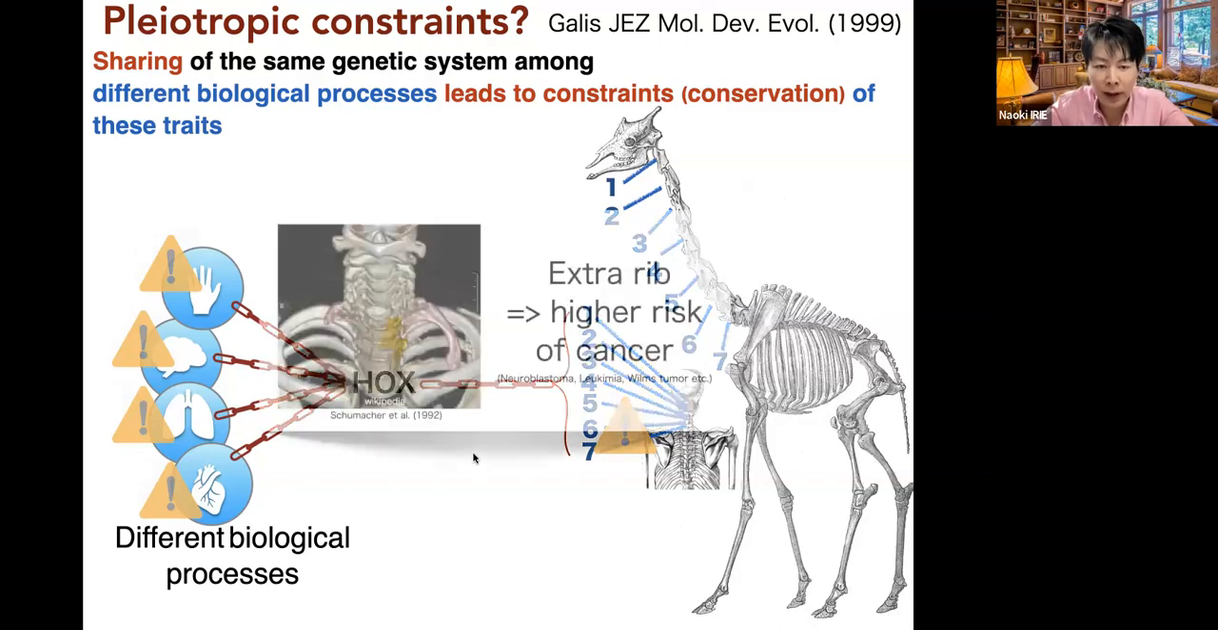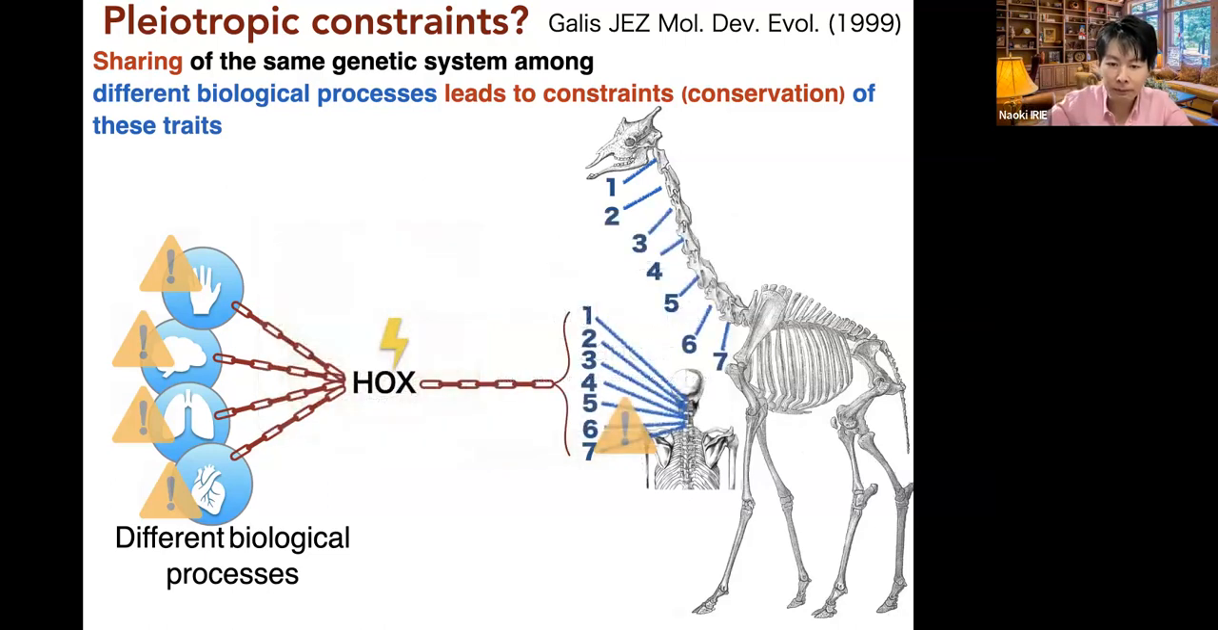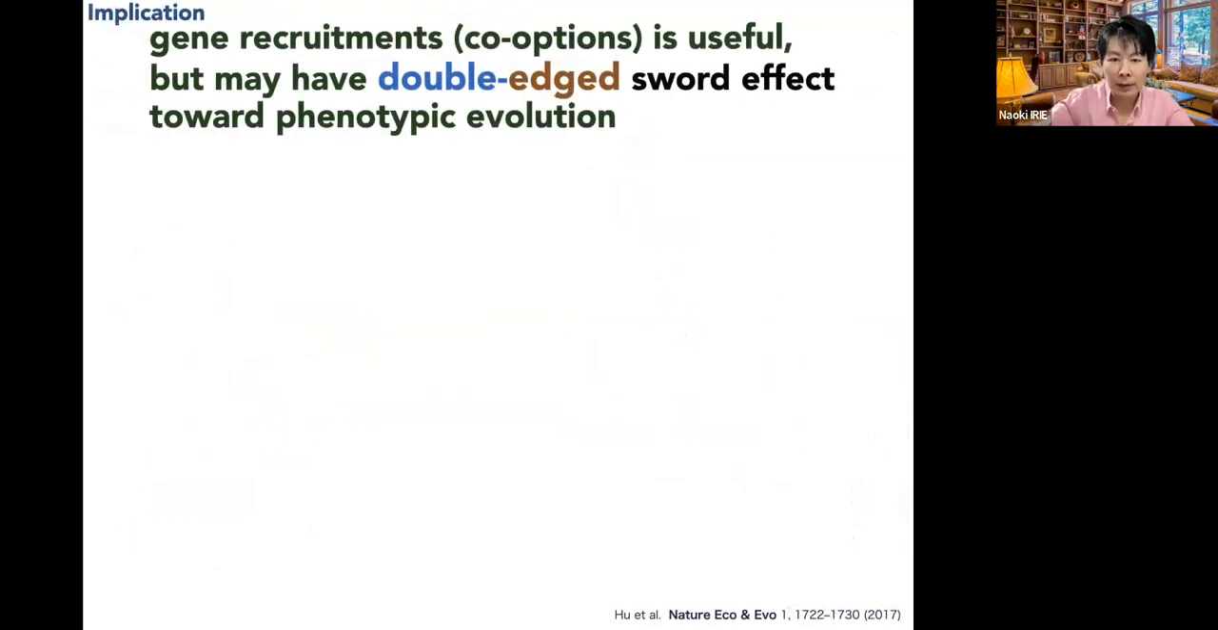As support for this, she performed a meta-analysis and found that human patients with an extra rib, for example, have a much higher risk of cancer, 50 to 200 times higher than people who have no extra rib. So that's a potential mechanism for pleiotropic constraints, for why stages or processes that have pleiotropic genes end up with evolutionary conservation.